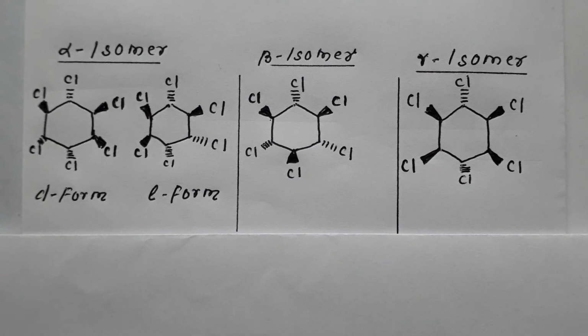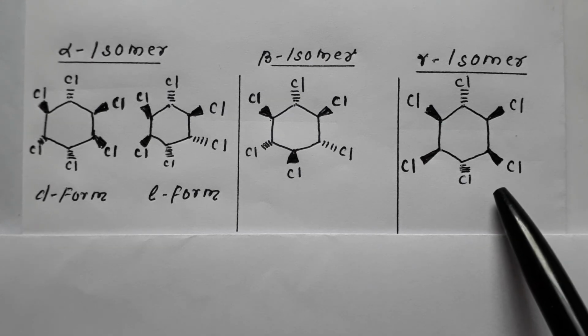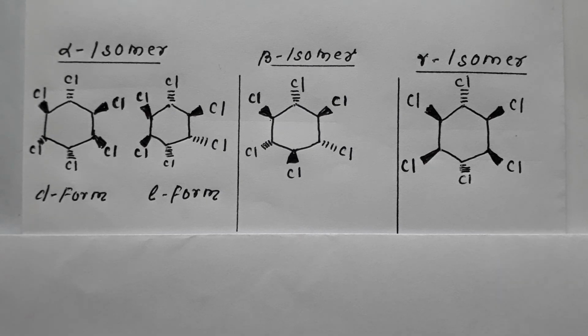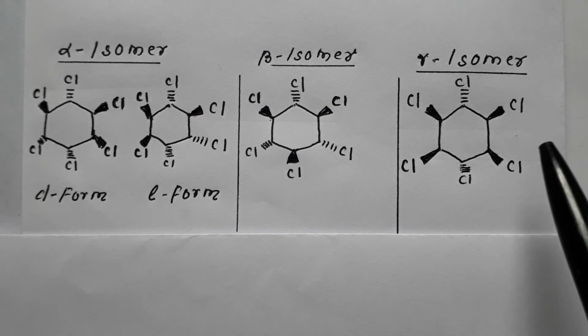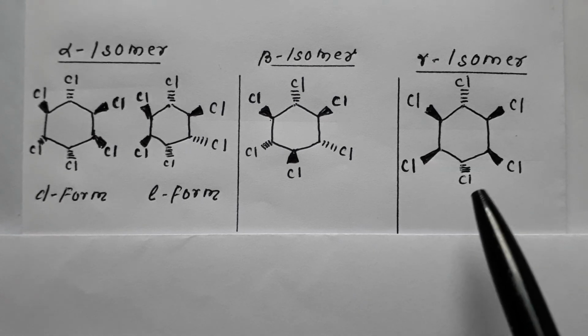But we are concerned with the most important, the gamma isomer. I told you that the gamma isomer of benzene hexachloride is called Lindane or gammexane, in which out of 6 Cl, 4 are present on one side, 2 on the other.